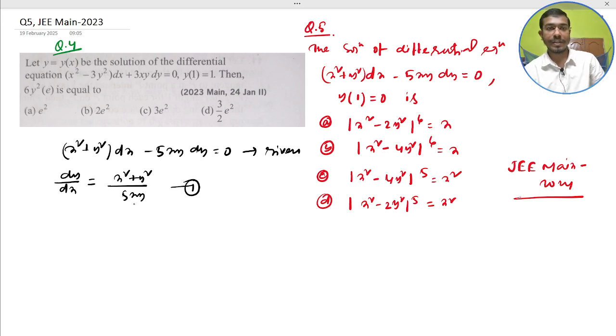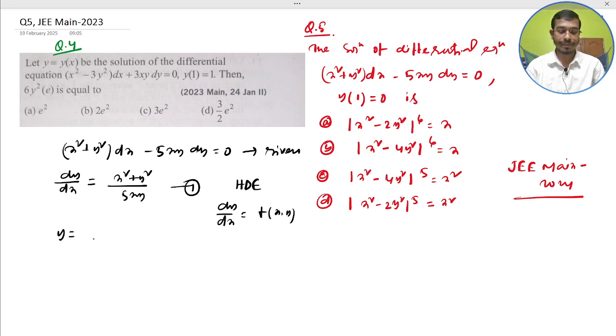This is basically a homogeneous differential equation, because dy/dx is in the form of a function of x, y. So for a homogeneous differential equation, the method is to substitute y equal to vx. So dy/dx would become what? v plus x dv/dx.